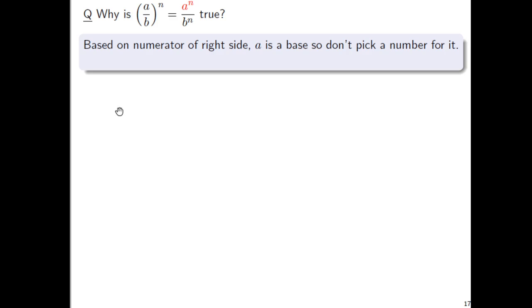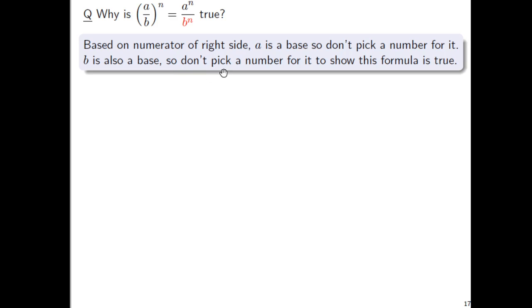Let's look at why (a/b)^n equals a^n over b^n is true. Looking at the numerator on the right side, a is a base, so let's not plug in a number for that. Same deal, b is a base, so we're not going to plug in for that. n is an exponent, we're only going to plug in for the exponent.